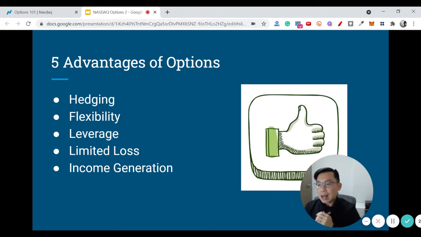Number three, leverage. Leverage means you may be able to use less money to gain exposure to the movement of a stock price. In other words, with options, you gain market exposure that's similar to owning a stock, but you generally commit less money to make that happen, and that could mean more flexibility for you and your portfolio.